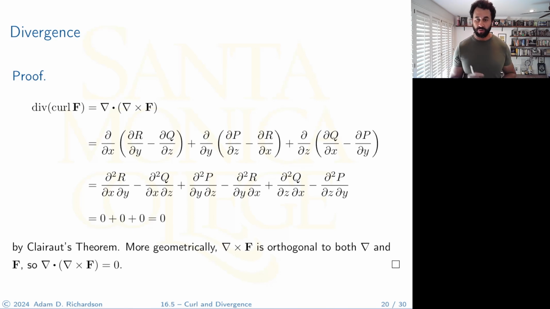Maybe a more geometrical proof is this. Remember what you know about cross products? I think I actually put this as one of my questions on the first exam. The vector that you get with the cross product is orthogonal to both of the factors of the cross product. So this is orthogonal to both del and F. In other words, if they're orthogonal, that means the dot product of this with del or with F is 0, which is what we just proved. So once again, this all jives with everything we've seen in the past.